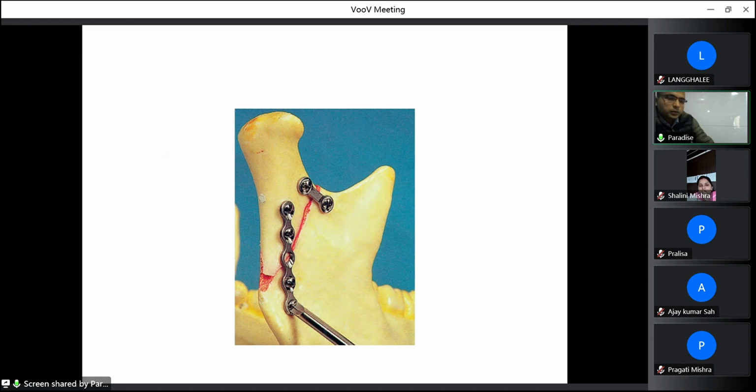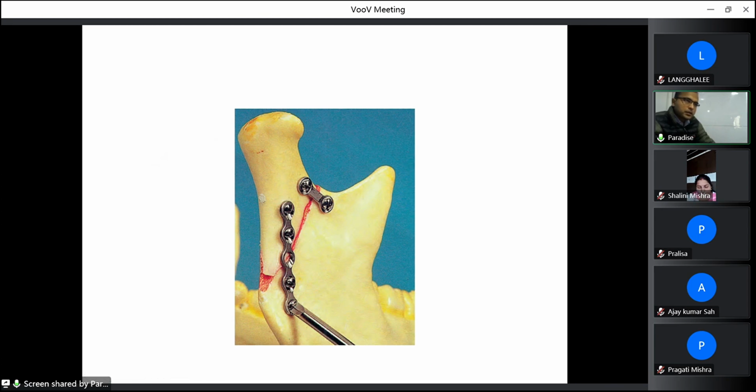You put two plates, one at the posterior border of the ramus of mandible and another just below the sigmoid notch. For the plate near the posterior border of the ramus of mandible, you put two screws on either side of the fracture line, and these should be monocortical screws, not bicortical.